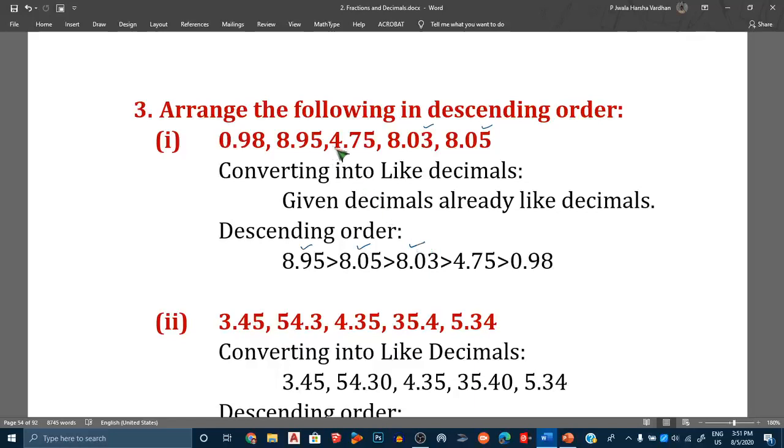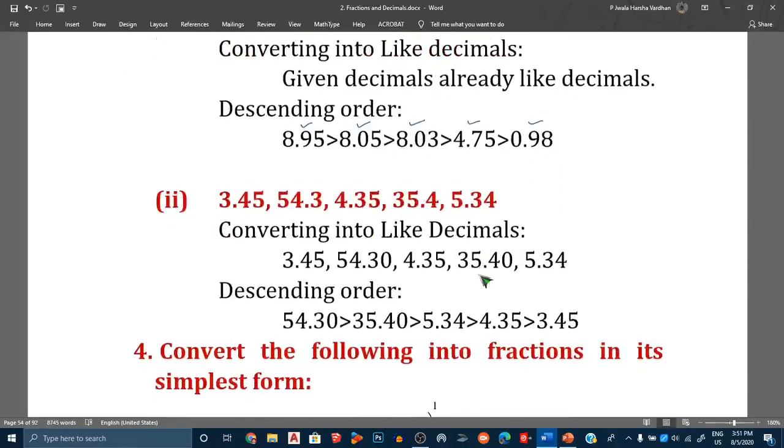Next, in the remaining, this is 4.75, this is 0.98. So 4.75 is greater than 0.98. First you write this one, and then last you write 0.98. So this is the descending order.